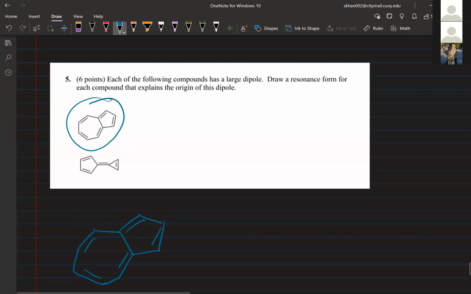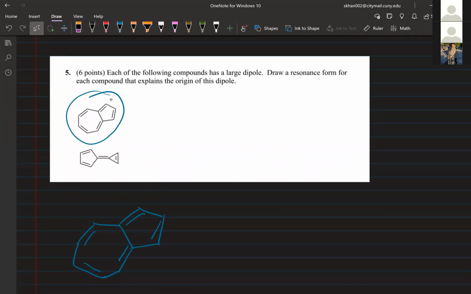Okay. So it says each of the following compounds has a large dipole. Draw a resonance form for each compound that explains the origin of this dipole. So what I did originally was I tried to flip 2 bonds into plus and minus orbitals, like in the sulfur question where they were sharing 1 bond. That's originally what I was trying to do, but I just messed up. So what we do is, if you resonated this before, now we are doing it properly. This is going to go here, and this is going to go here. So if we did a resonance structure like that, if we move those 2 bonds, essentially we'll get the same thing.